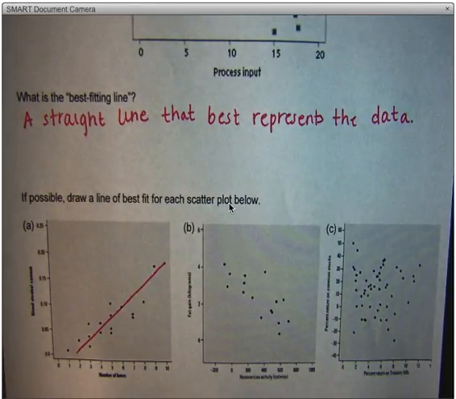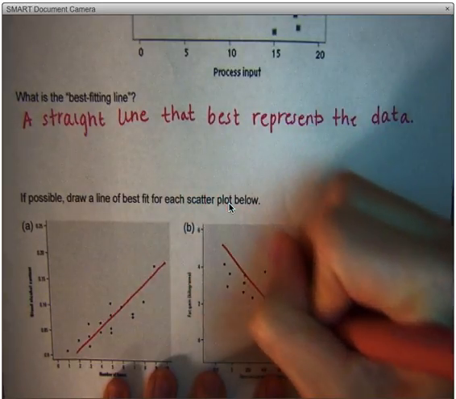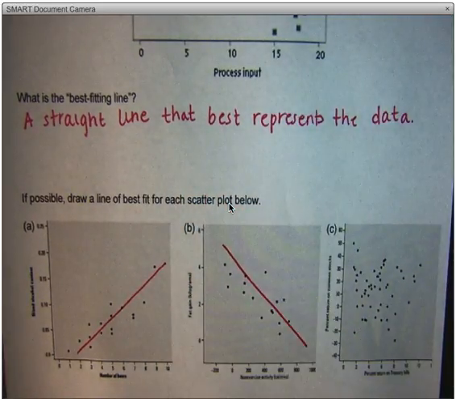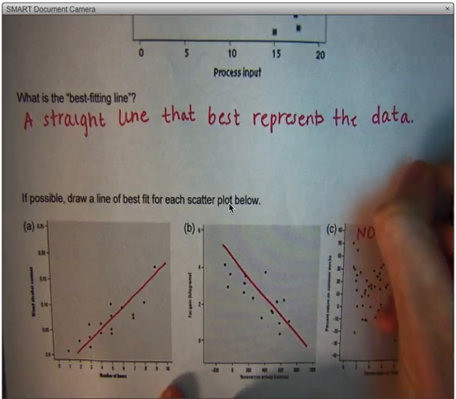Okay, same thing with number 2. Draw a line roughly through the center. Okay, number 3, if you look, the points do not look like they form any kind of a linear formation. They're very scattered. So this one, there would be no such best fitting line.